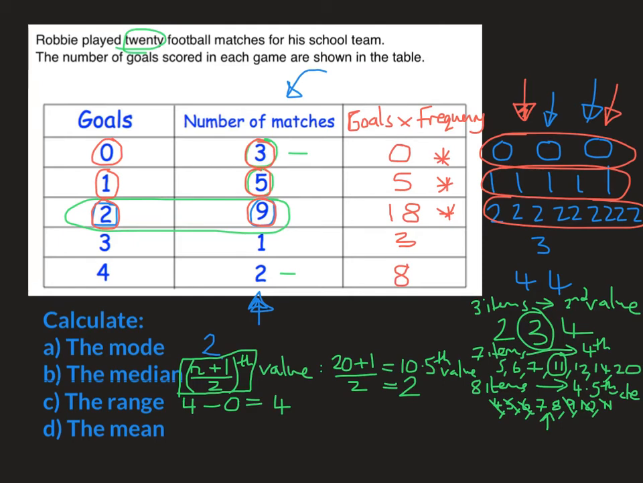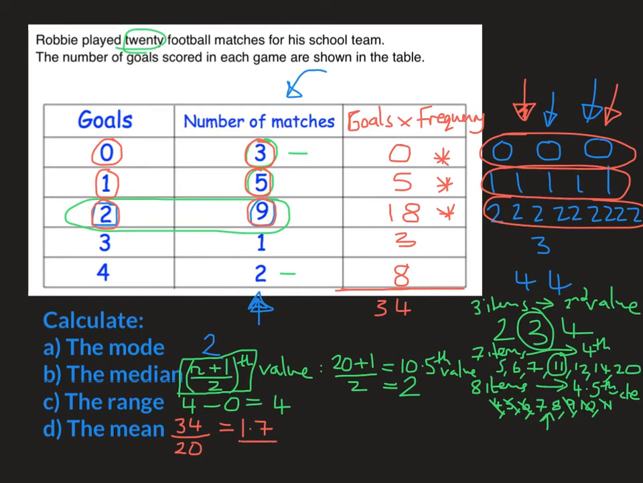Now, I can work out how many goals there were in total by totaling this up. 8, 26, 34. So 34 goals in total across the 20 matches equals 1.7 by my reckoning.